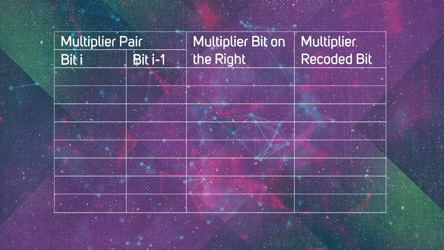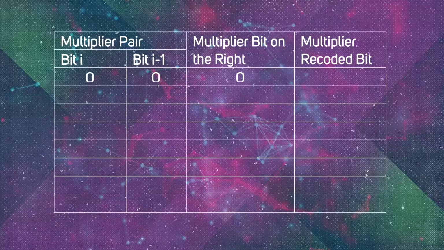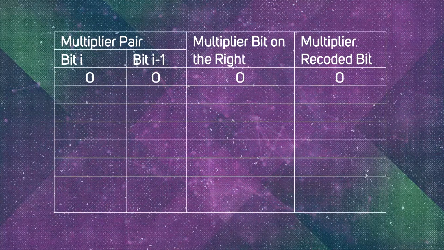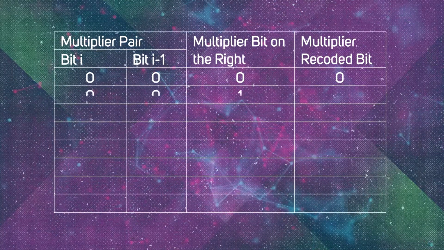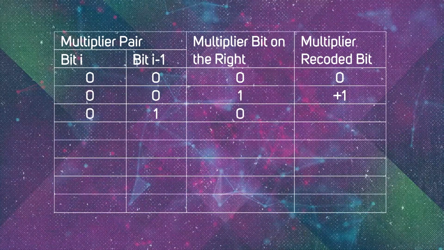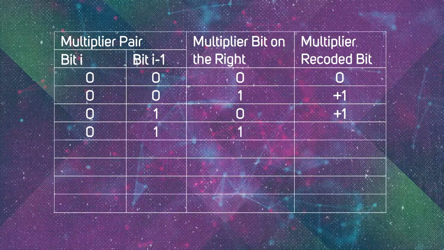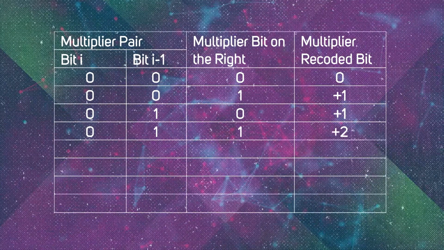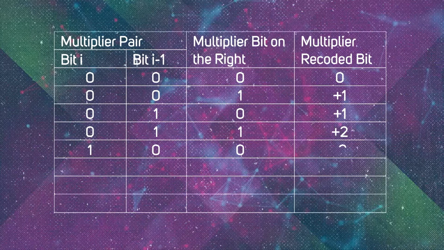See, when the multiplier bits are 0, 0, 0, then the recoded bit is 0. When they are 0, 0, 1, the recoded bit is plus 1. For 0, 1, 0 it is plus 1, for 0, 1, 1 it is plus 2, and for 1, 0, 0 it is minus 2.